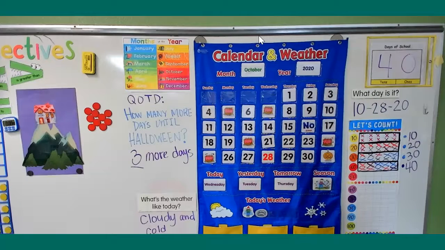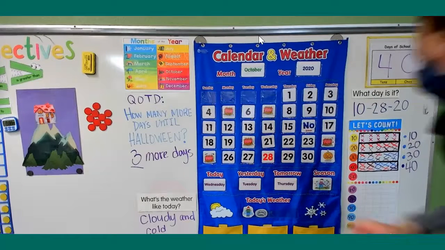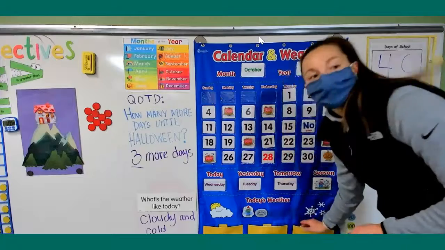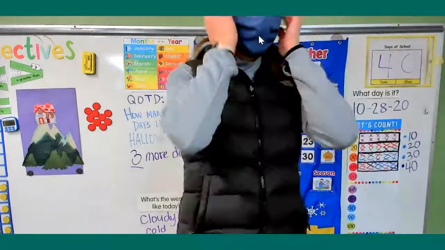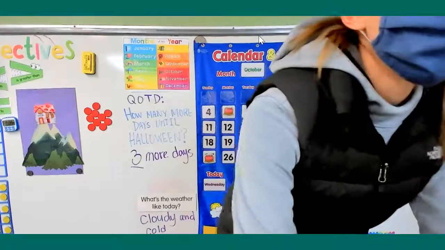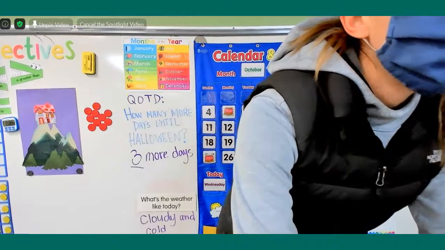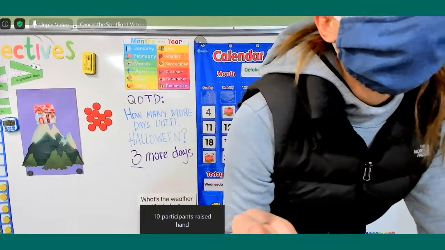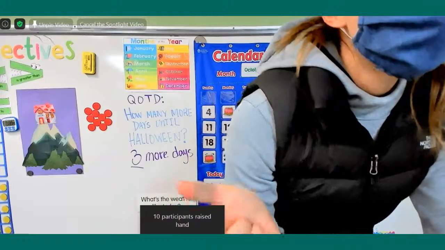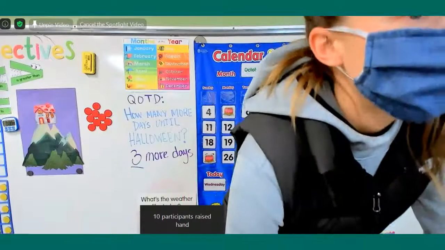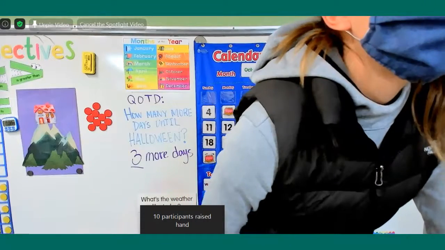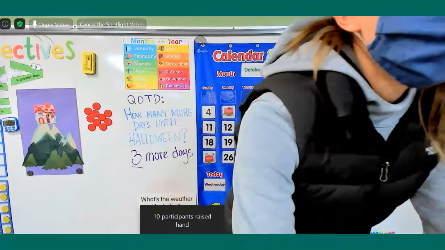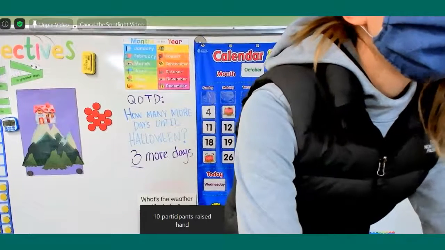Okay, we are all done with calendar, boys and girls, but Senorita Garcia and I have a couple of things to share with you before we end this meeting, okay? We have art to talk about. And then I also want to send a reminder that during your reading block today, so at 9 o'clock, you are sharing your pumpkin reading project. So make sure you have that ready in front of you. See what it looks like.